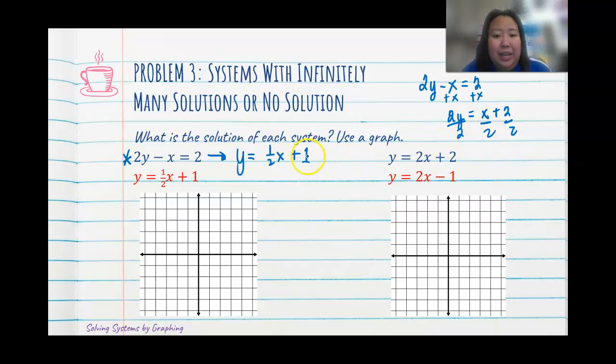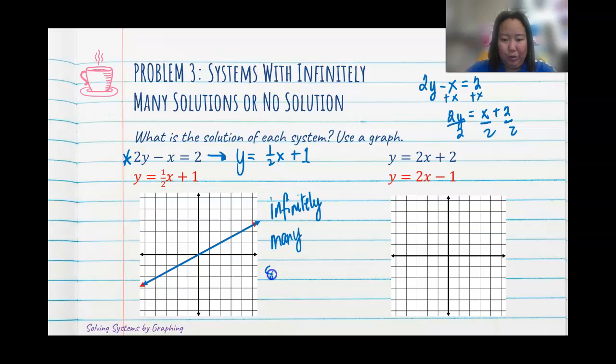Now as you can see, I think this is pretty obvious here, you have exactly the same line. And so you can expect that this is the graph of the blue equation and it's also the same line for our red equation. And so for this first example, you have infinitely many solutions. Now, let's take a look at the second example.